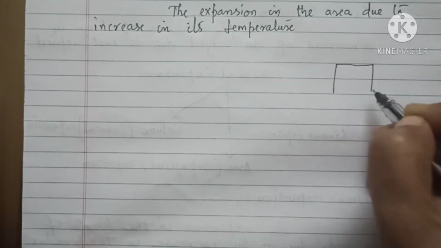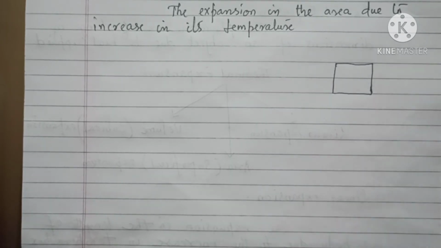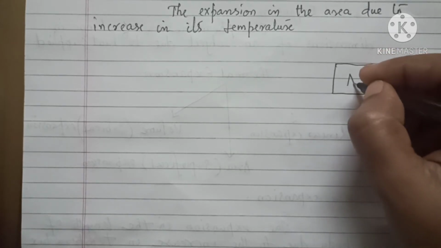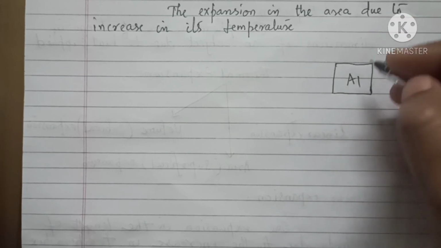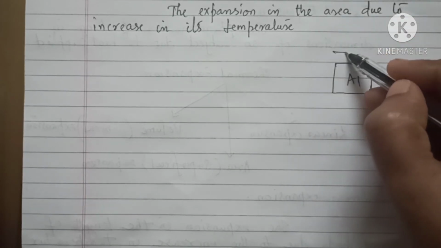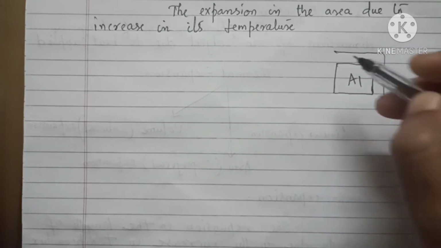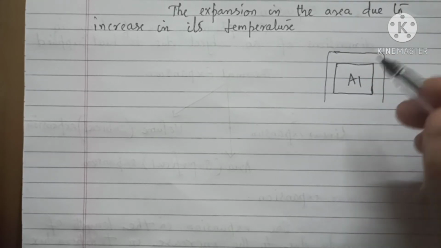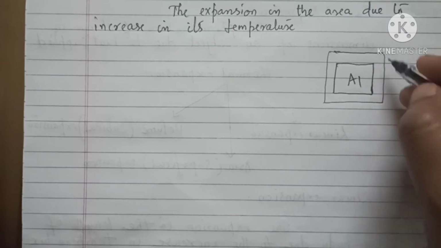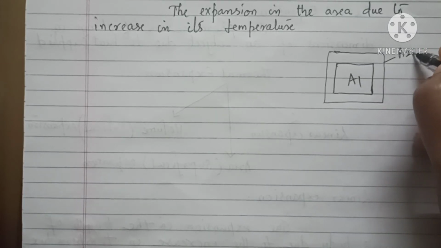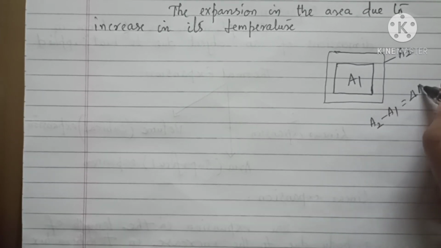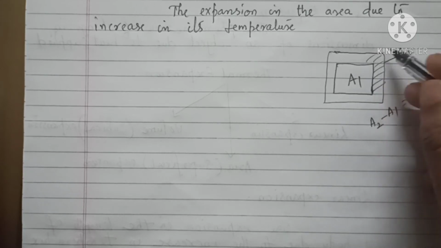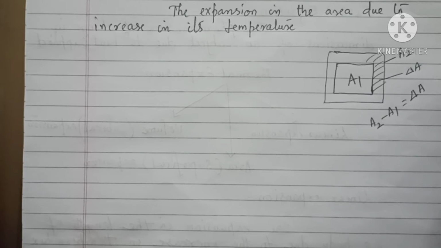This is a plate. Okay, so it has an area A1. Clear? Now when you supply heat to it, or when you are heating this particular plate, it will expand like this. Lengthwise or area wise it will expand. Okay, so the final area you can call A2. What is the change in area? A2 minus A1, you can call it delta A. So this portion is actually the change delta A. Clear?